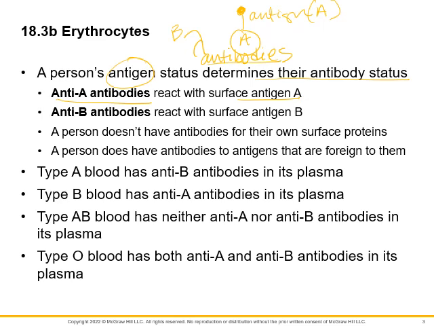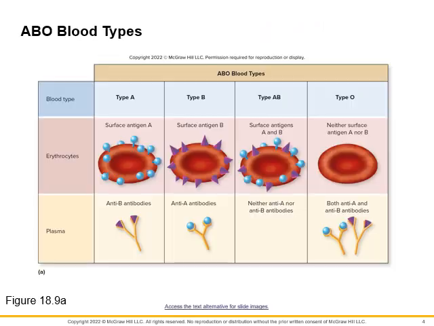So anything that has a B antigen is going to be foreign. So those antibodies will attach to the B and tag them for removal. So a person does not have antibodies for their own proteins. They only have antibodies to those that are foreign to them. So blood type A has B antibodies, blood type B has A antibodies, AB doesn't have any. They don't have any antibodies, and O makes both A and B.